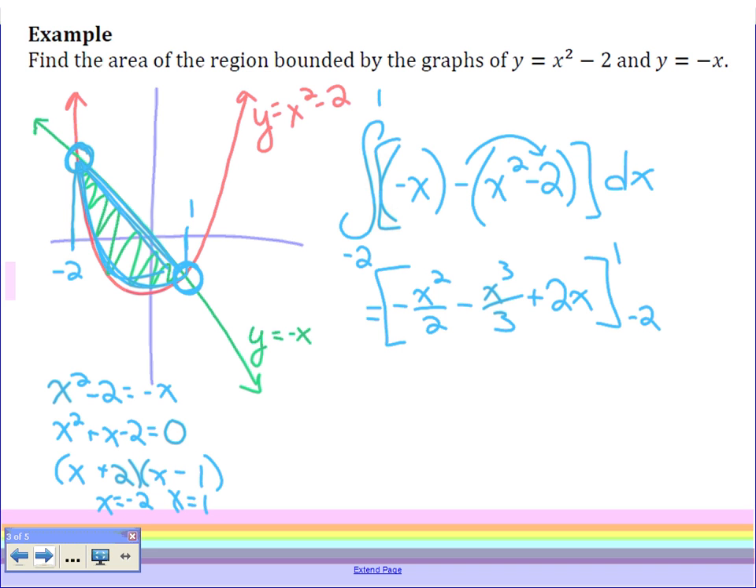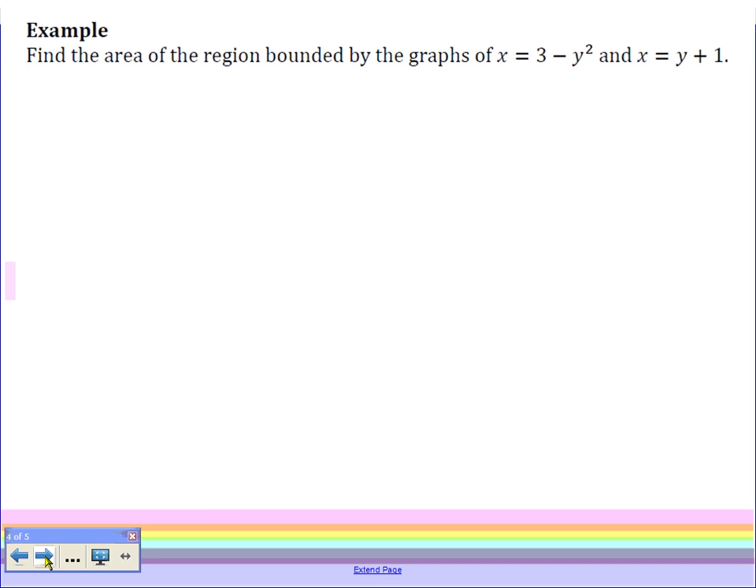And I'm evaluating it between negative 2 and 1. And I already did this ahead of time just so I wouldn't have to waste time with it, and I get 9/2. Okay, so very, very easy, just like before, top function minus bottom function. I just had an extra step to find where they intersected each other so I could find these bounds of my integral.